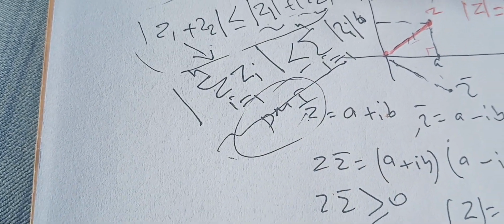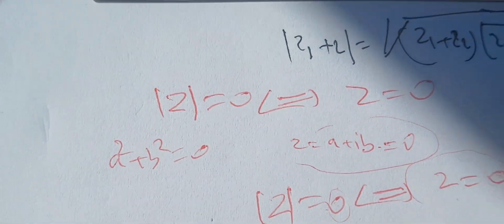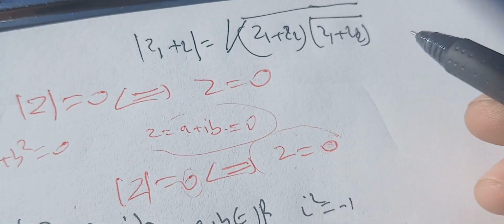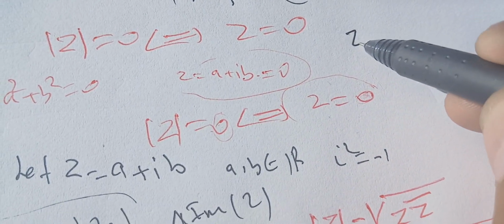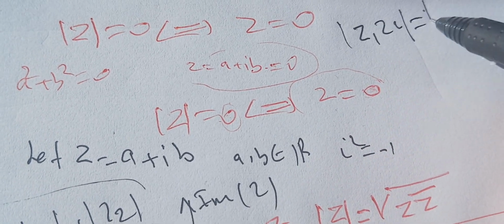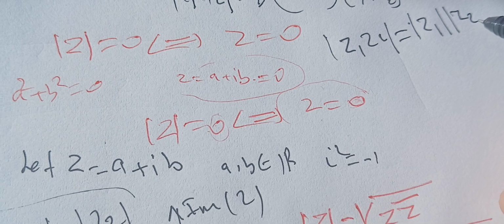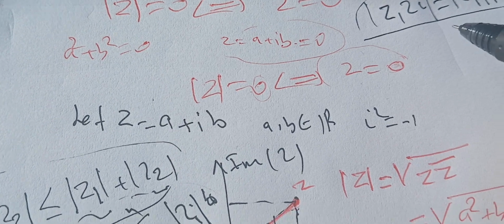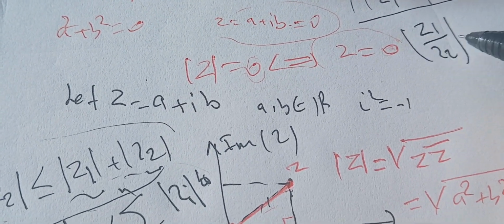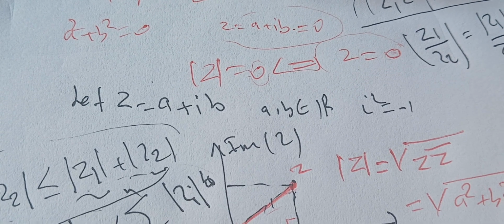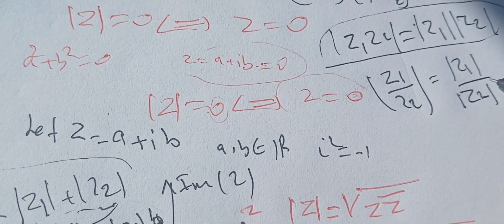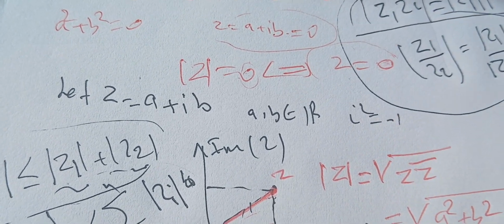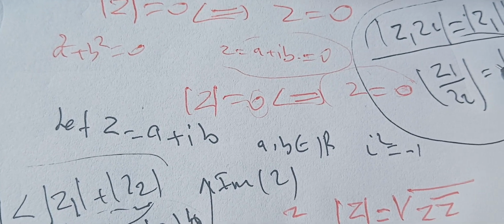Another thing that we're going to prove, given any two numbers, is that the modulus of z1 times z2 is just the modulus of z1 times the modulus of z2. We'll definitely prove this result since it's very important. We're also gonna prove that the modulus of z1 over z2 is the modulus of z1 over the modulus of z2. Okay, and this will help us in solving many problems where we have to deal with the modulus.